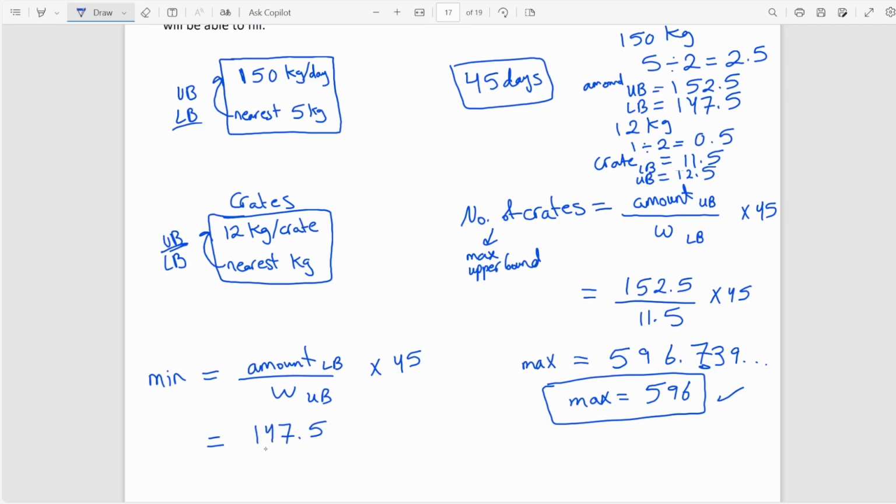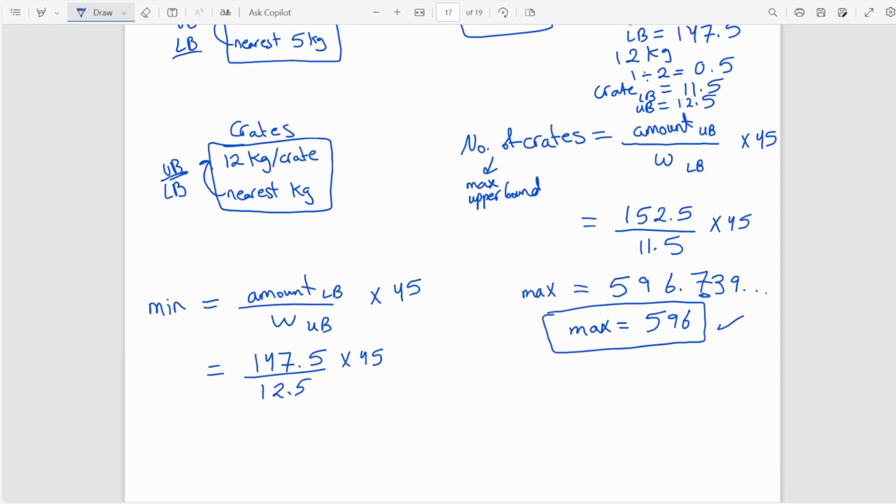147.5 divided by the upper bound for the weight, 12.5, multiplied by 45. So we get that the minimum is equal to, and we'll plug those numbers on the calculator. And we actually get 531 exactly. So this is the minimum number of crates. As you can see, there is a big difference.